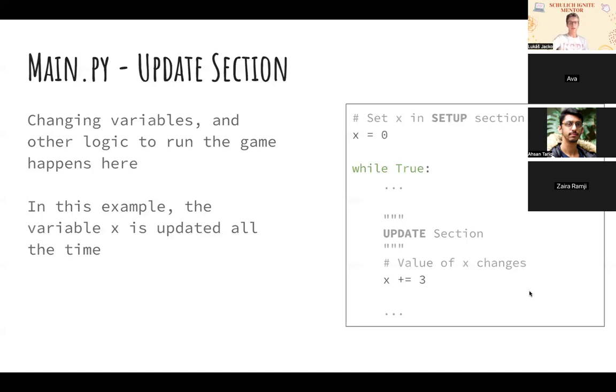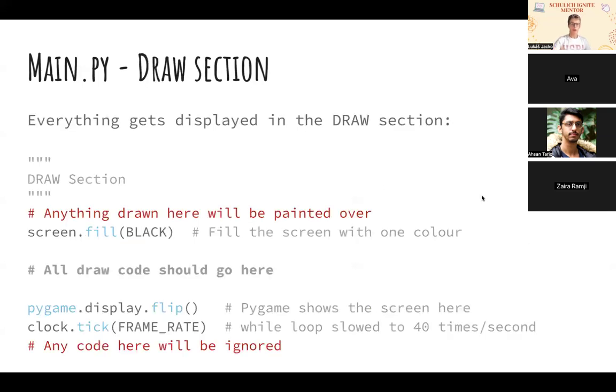Inside the event section. Okay, and at the end we have our draw section. The draw section does basically that. It draws into a separate buffer or separate screen, which is usually hidden.